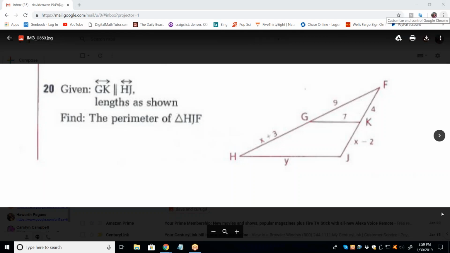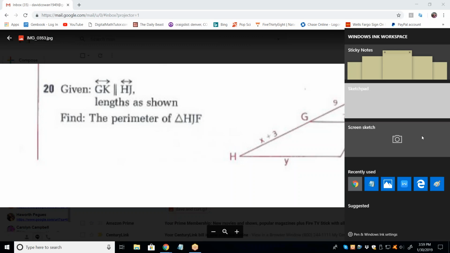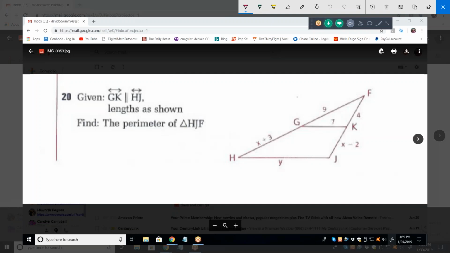This problem. Okay. All right, so those two lines are parallel.